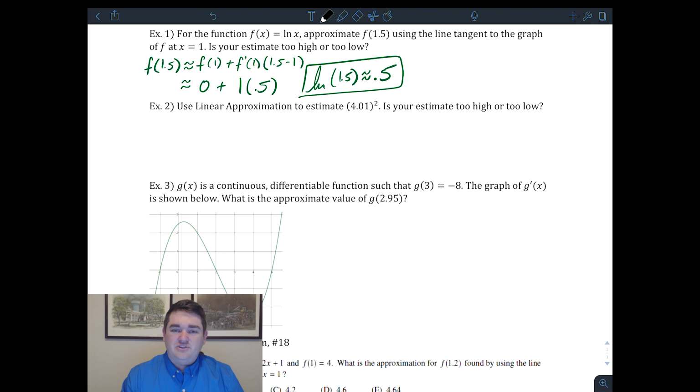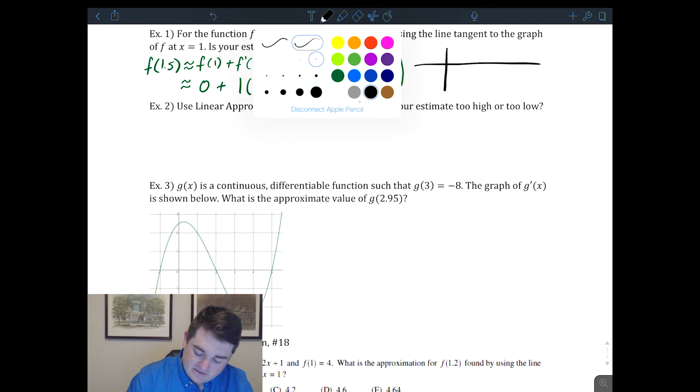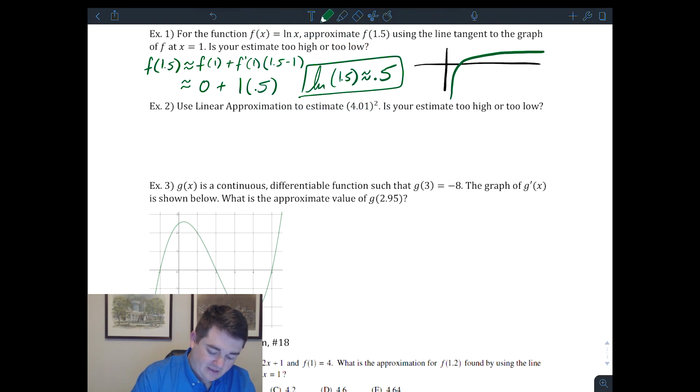Is this approximation too high or too low? Well, stop and think about the graph for a second. The graph of natural log x looks like this, and we found the equation of the tangent line at x equals 1. So we found that tangent line right there. See how the tangent line sort of balances on top of the graph? It looks like it's sitting above the graph. So notice, for whatever value of x that you plug in, the tangent line sits above the graph, which means using the tangent line to approximate this graph is going to produce an overestimation. So my approximation of 0.5 is actually a little bit too high.